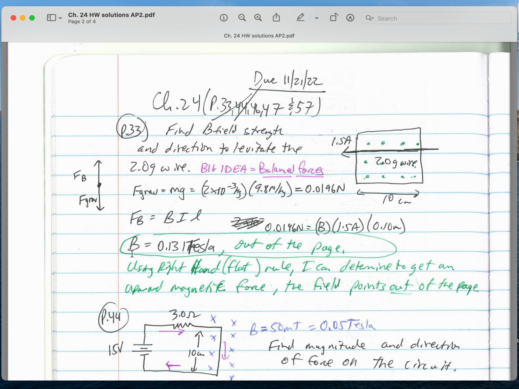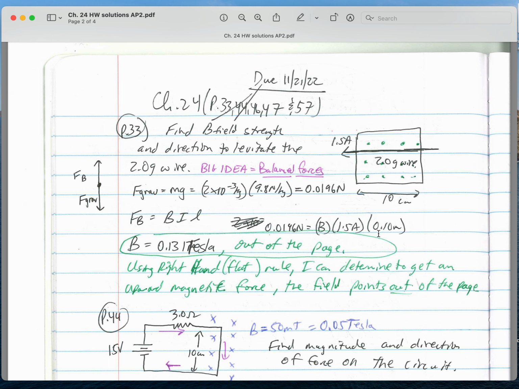Big idea, balance forces. So I drew a free body diagram over here. Gravitational force would be down, magnetic force would be up. In this particular case, we've got 1.5 amps to the left. So I'm going to use the formula for magnetic force on a wire. In order to get that, I need to know the amount of gravitational force. So that's mg: 2 times 10 to the negative 3rd kilograms times 9.8 newtons per kilogram. So therefore I need that force up, which is 0.0196. Sorry, that looks like 0.0146, but it's 0.0196.